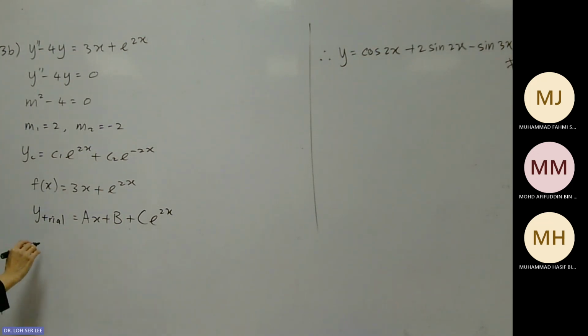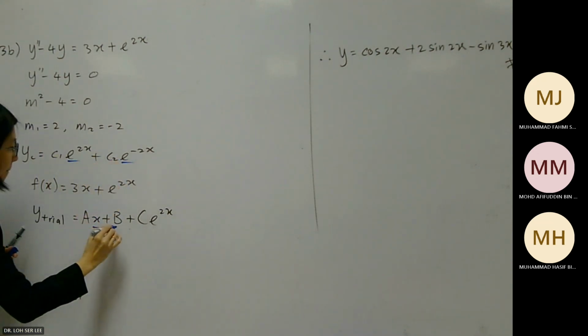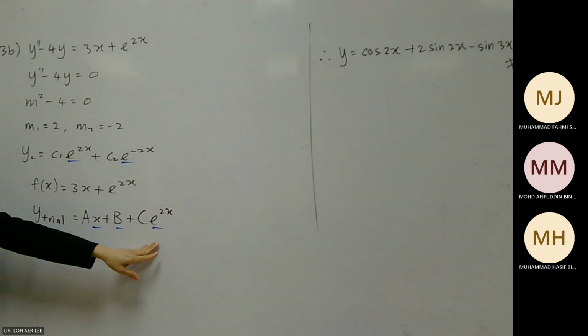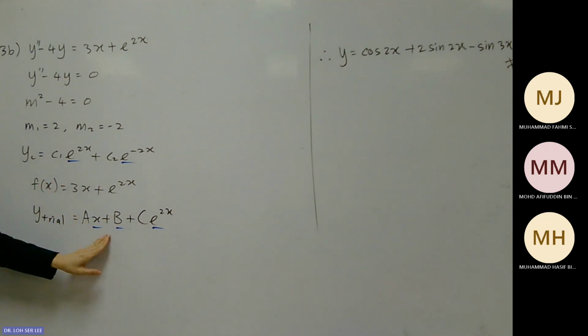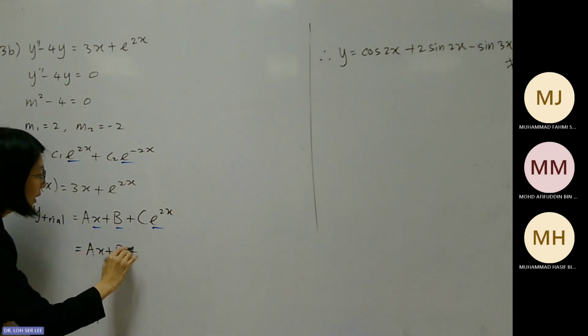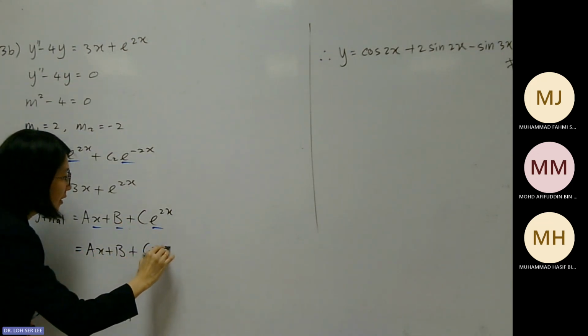Then check for the duplication. Is there any duplication? There's a duplication on e^2x, right? But this duplication happens in the second category, so no duplication in the first category. So it remains the same for the first category, but we insert an x for the second category.